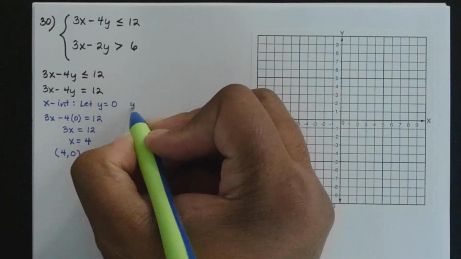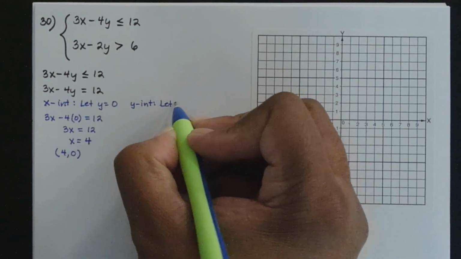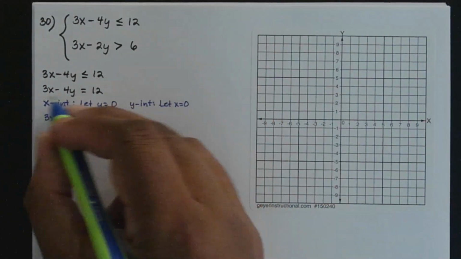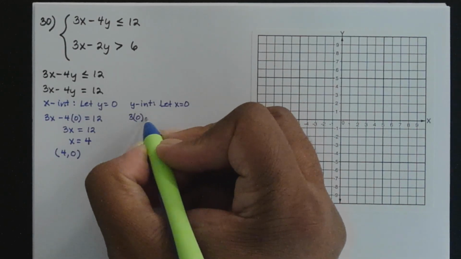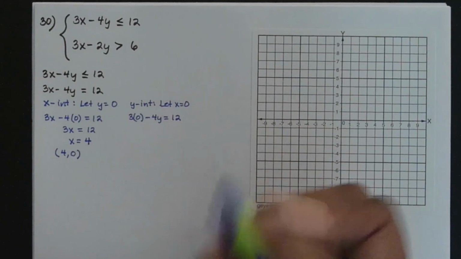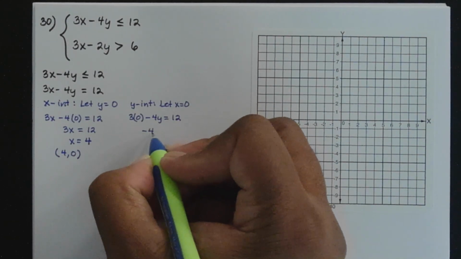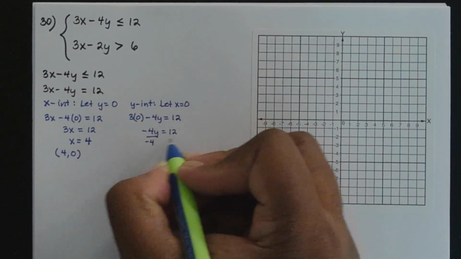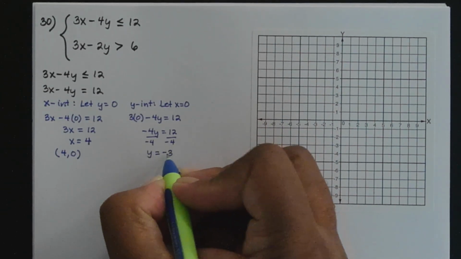And then we're going to find the y-intercept. To find the y-intercept, you let x equal 0 and solve for y. So I'm going to substitute 0 in for x into this equation here. So it'll be 3 times x, which is 0, minus 4y is equal to 12. Well, 3 times 0 is 0, so you're left with negative 4y is equal to 12. Divide both sides by negative 4, you'll get y is equal to negative 3.